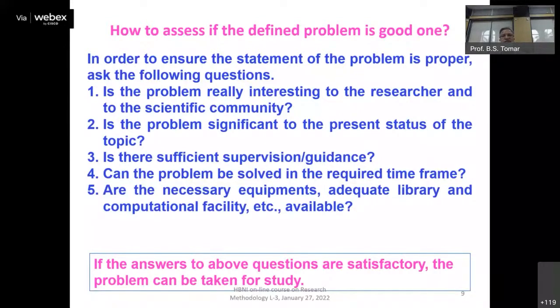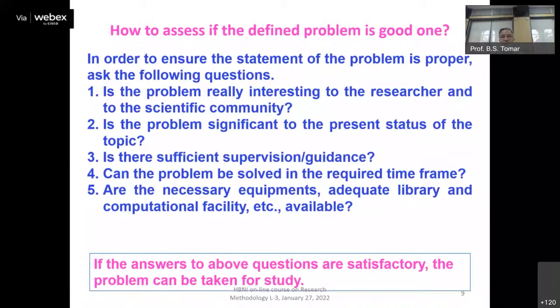So how to assess if the defined problem is a good one? Ask some questions, and depending upon the answers that you get, you will be able to know whether it is worth pursuing or not. So in order to ensure the statement of the problem is proper, you ask these questions to yourself. Is the problem really interesting to the researcher, to you, and to the scientific community? So it is important to ask whether it is an interesting problem.